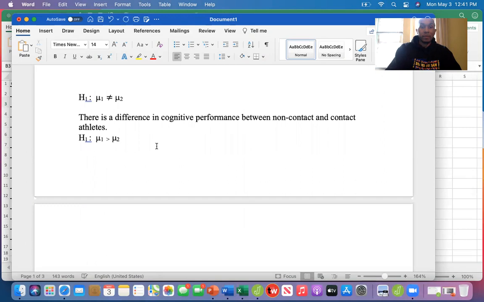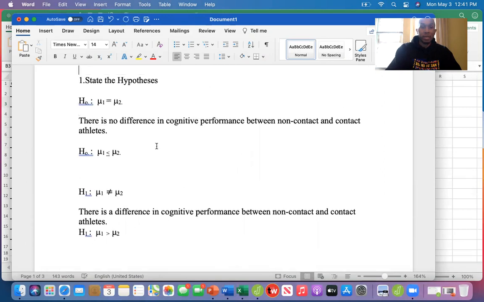But I want us to just focus first on the two-tailed test that you see denoted with the equal and not equal sign. So the null hypothesis states that there is no difference. The alternative hypothesis states that there is a difference between the two groups.